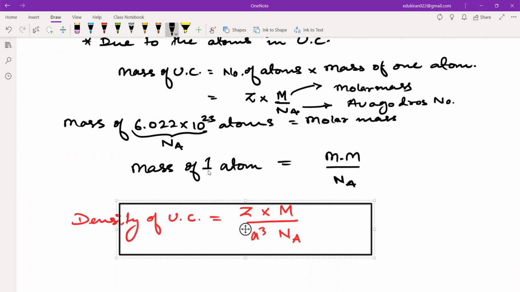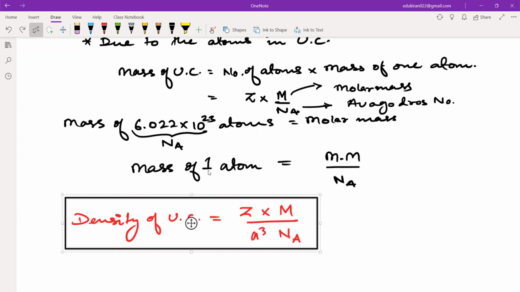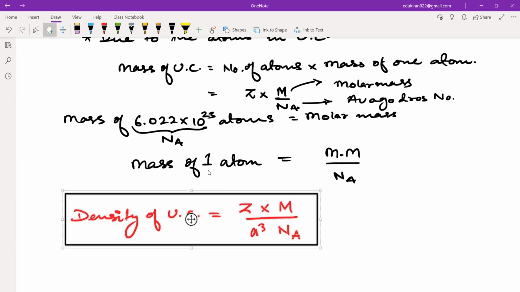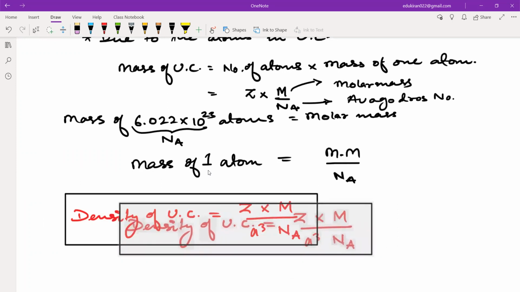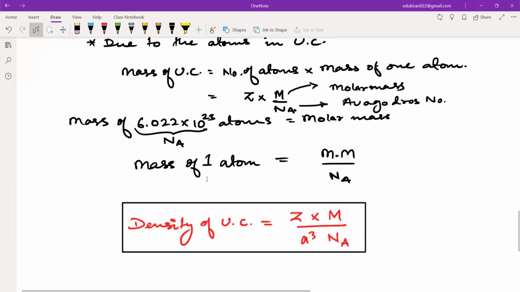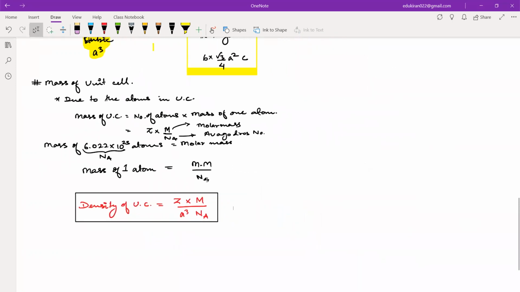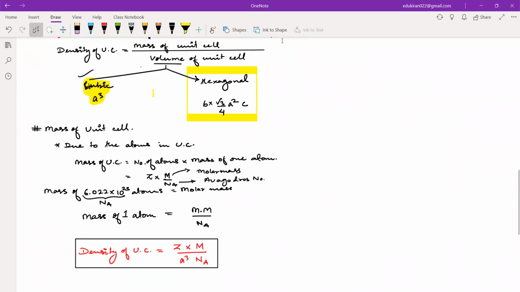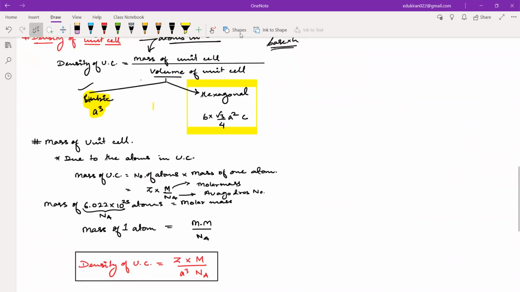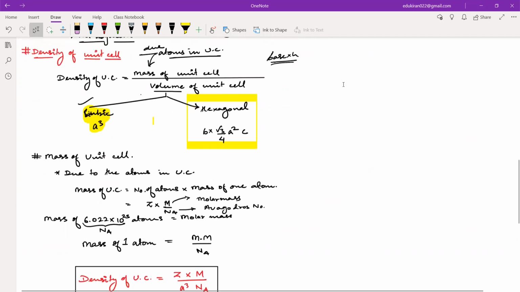Later, don't get confused about where Na came from in the density formula. So you also remember the derivation, that where did this Na come from? Select is not working, why? Select. So this is the density of unit cell. Let's start writing. The topic is density of unit cell. Okay?